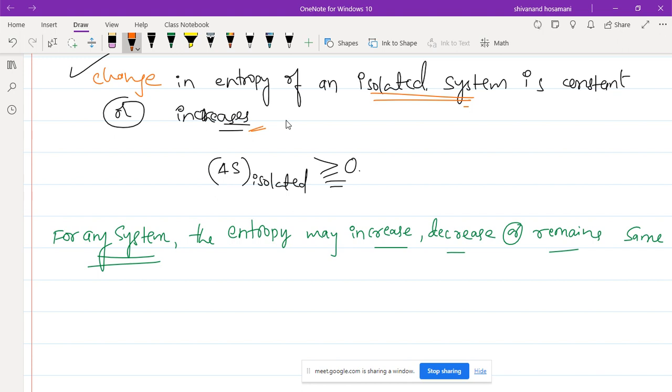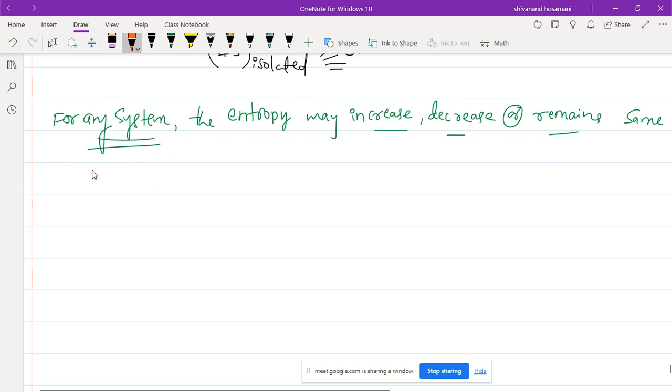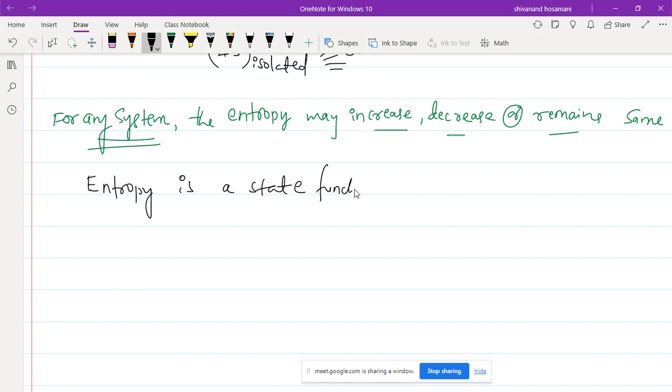Therefore, the change in entropy is given by delta S, S final minus S initial. Remember that entropy is a state function. What do you mean by state function? Entropy is a state function, which means it is a path independent function. The final entropy and the initial entropy are what matter, so it is path independent.